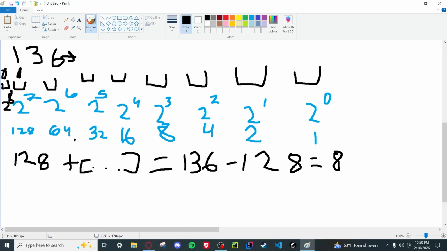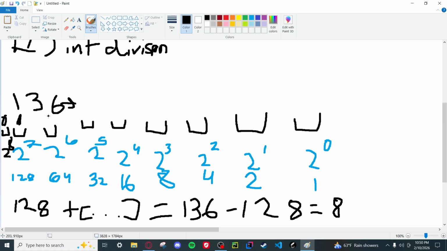Is 64 bigger than 8? Yes, it is. That's going to be a 0 because we can't fit it, because 128 plus 64 will take us over 136. Is 32 bigger than 8? Yes, it is. We can't fit it, so put a 0, because 128 plus 32 is bigger than 136. Is 16 bigger than 8? Yes, it is, so put a 0. 128 plus 16 is bigger than 136, sorry. Is 8 bigger than 8? Well, no, obviously. So we're going to put a 1 here.